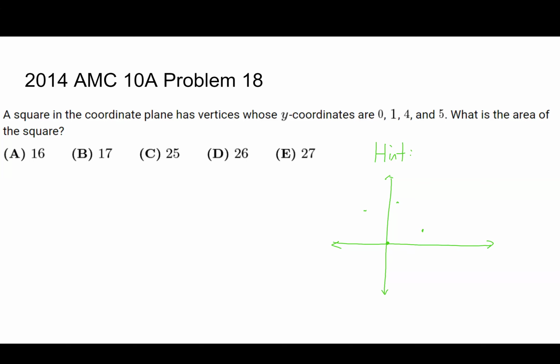And then once you put your point at the origin, maybe you can make another point like x comma 1, for example. The point at y coordinate 0 is 0, 0. Then the point at y coordinate 1 could be x, 1 for some constant x. And then you can use that to work out where the other points should be in terms of x. And then maybe you can use that to pin down the value of x and therefore get the area of the square.